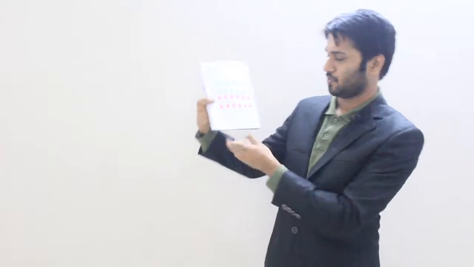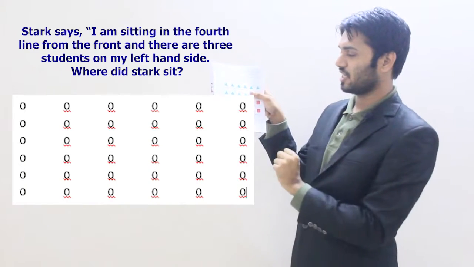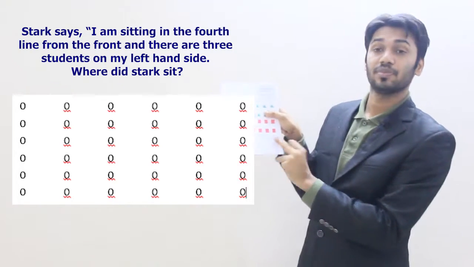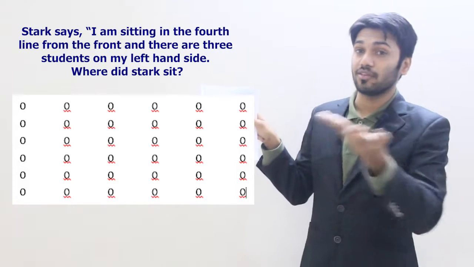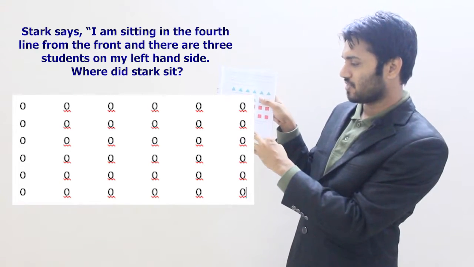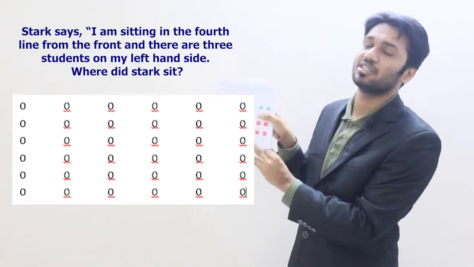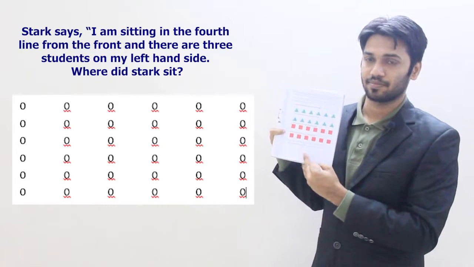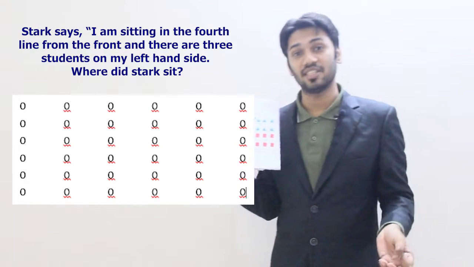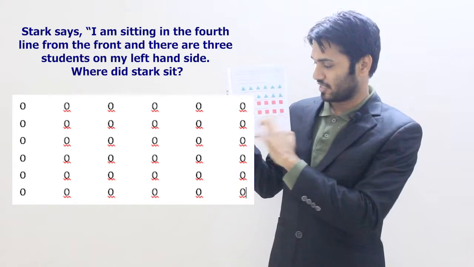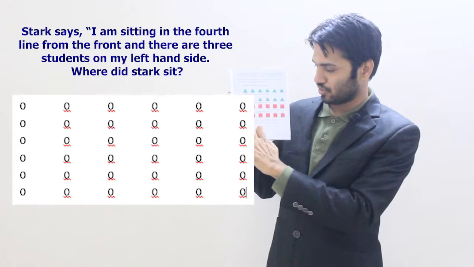Well, this is tricky. What is it saying? Stark is saying, I am sitting in the fourth line from the front. He is sitting in the fourth line from the front and there are 3 students on my left hand side. What did Stark say? So these are the dots of the seats and this guy Stark is sitting. Which line? He is sitting on the fourth line from the front side. 1, 2, 3 and 4, so he is sitting in this line.